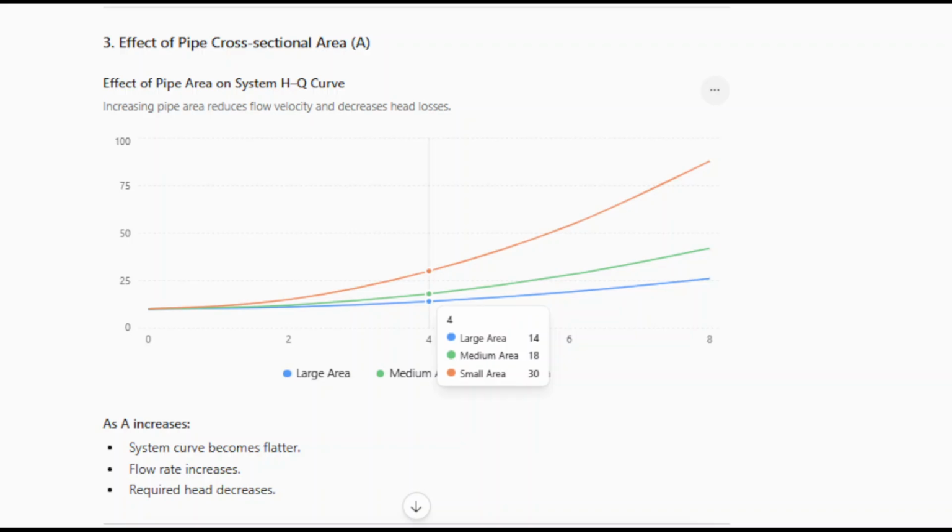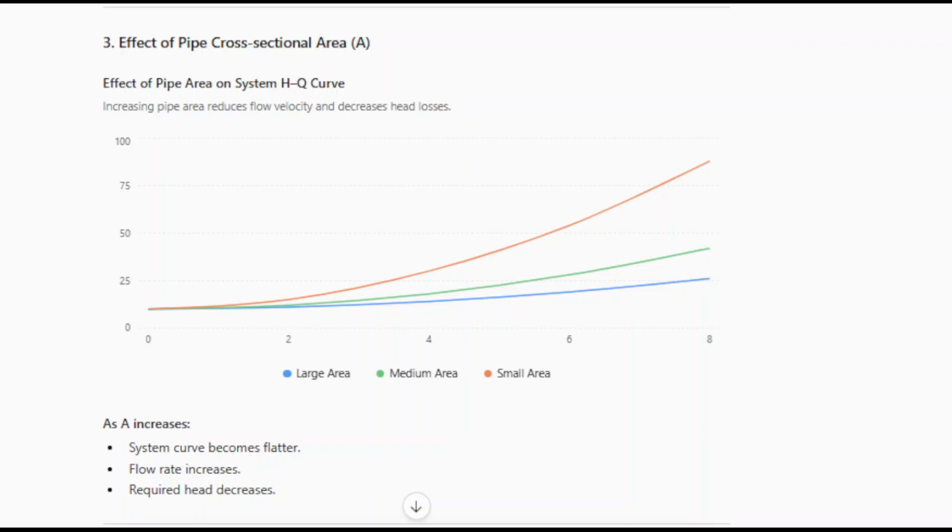A larger pipe area allows the fluid to flow at a lower velocity. Lower velocity results in lower friction losses and lower minor losses. Therefore, the required system head increases gradually as the flow rate increases, making this the flattest curve.